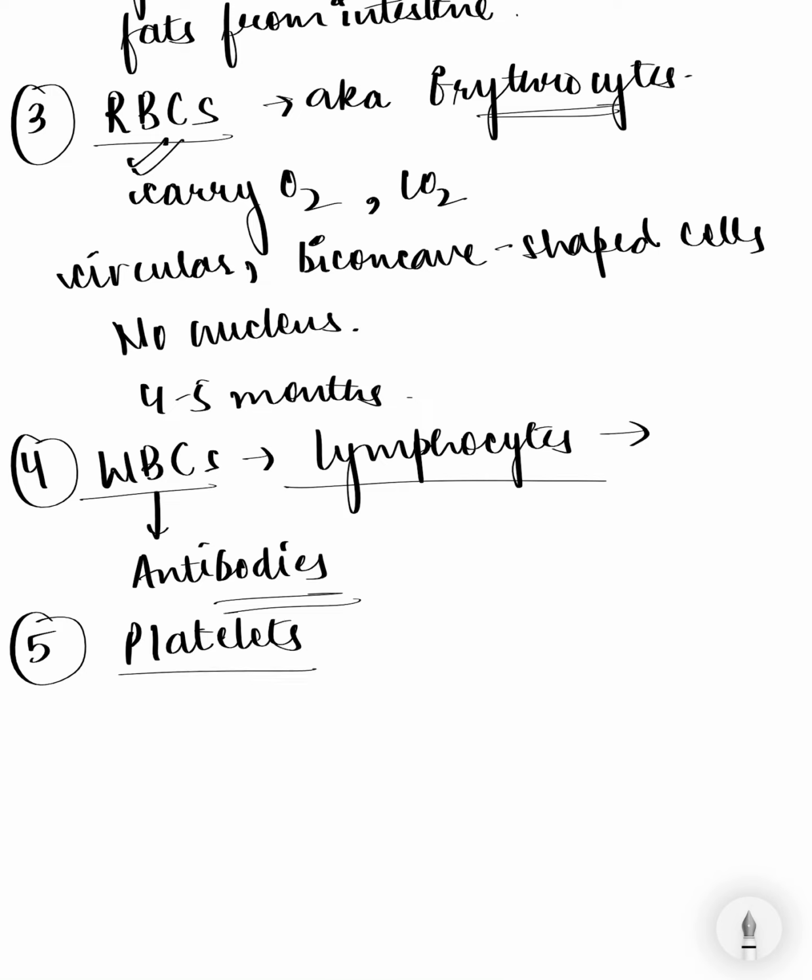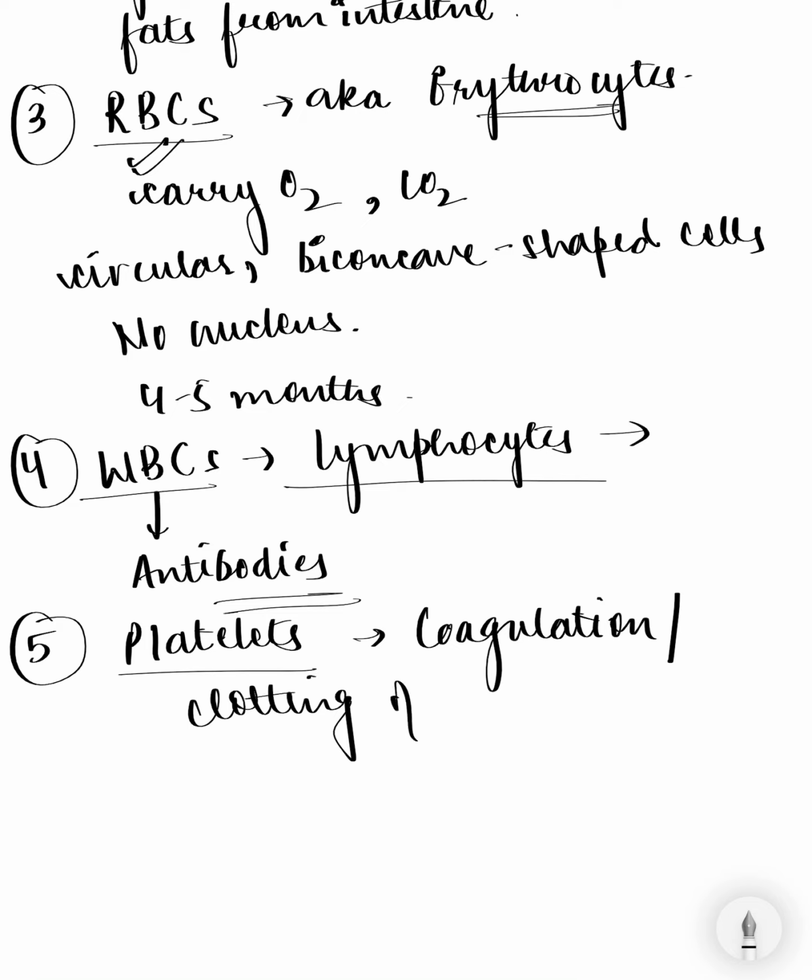Platelets help in the coagulation or clotting of the blood in the cut or the wound. So they help in the coagulation. Right. These are the 5 most important components of the blood. I hope you understand this.